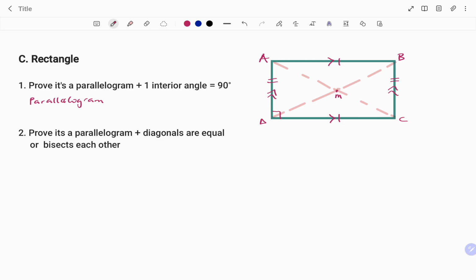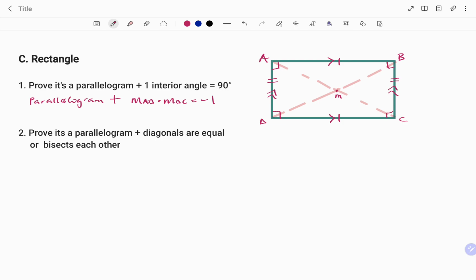as shown, and to show that one interior angle is 90 degrees, you can show that the gradient of AD, if multiplied by the gradient of DC, will give you -1. You can also show that the gradient of AB and AD will give you 90. That can give you 90, and the angle at C is also 90 degrees.